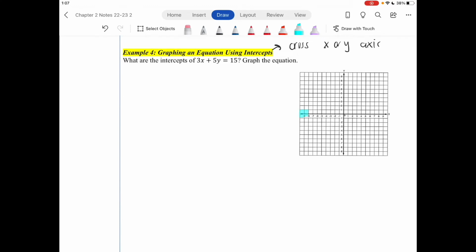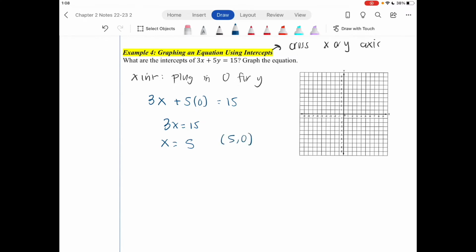No matter where you are along the x-axis, you're always going to be at the value of 0 for y. So when we're going to find the x-intercept, we need to plug in 0 for our y value. So we'd have 3x plus 5 times 0 equals 15. 3x equals 15. So x is going to be equal to 5. And as a point, this would be (5, 0), because we already said we knew what y was, and y was 0. And now we can put that on our graph.